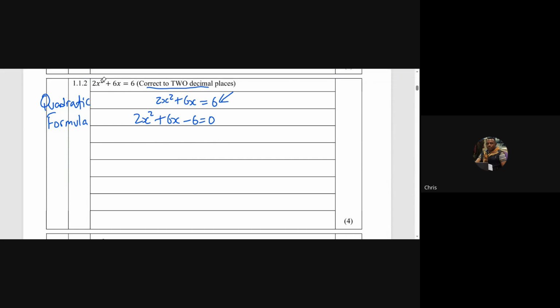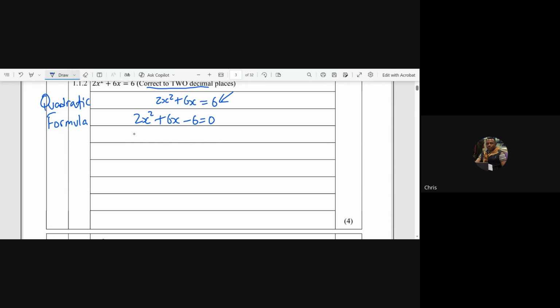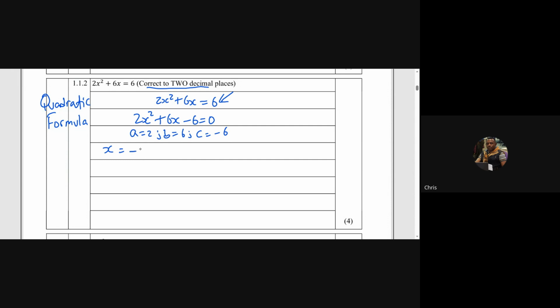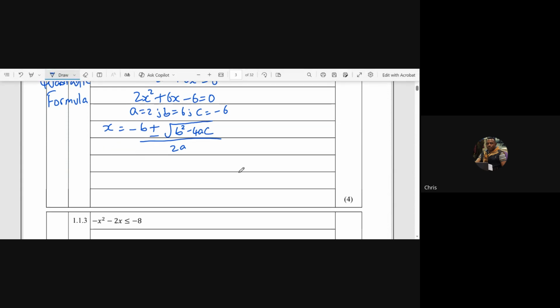So what we now have to do is to highlight what we have. A is equals to 2 here, B is equals to 6, and C is equals to negative 6. Then we write the formula. Remember, we are solving for x. The formula for quadratic formula is negative b plus or minus square root of b squared minus 4ac over 2a.